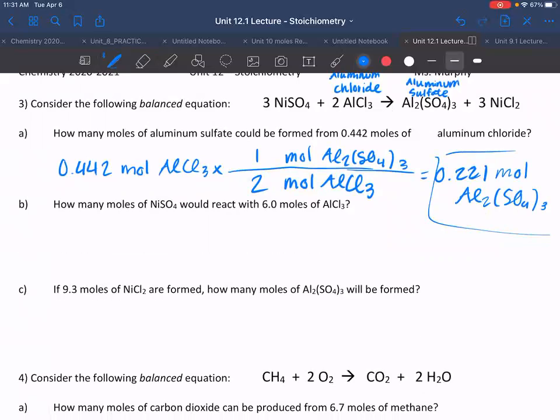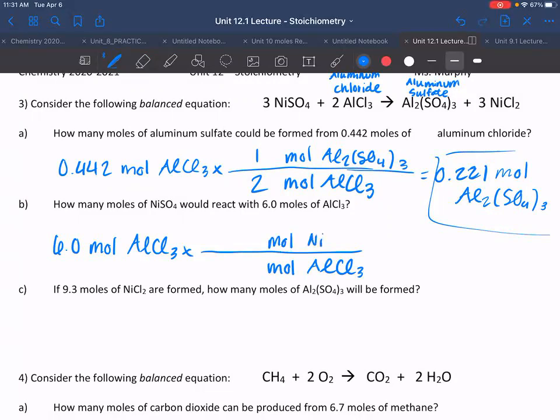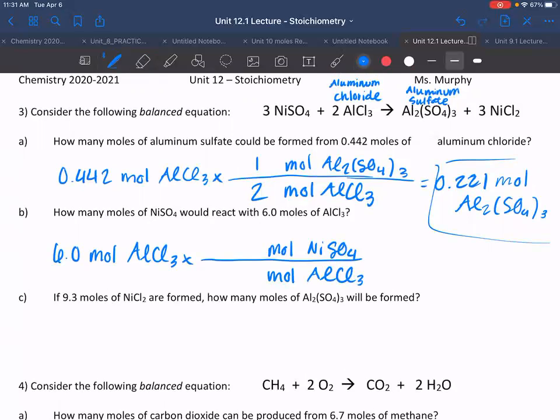What number do I start the next one with? Wonderful. Start with what we know. Well, we have 6 moles of aluminum chloride. Set up our conversion. We want to cancel out aluminum chloride, so I'm putting that on the bottom. And our target here is moles of nickel sulfate. So we'll put moles of NiSO4 on the top. What number goes on the top? 3. What about on the bottom? 2. 6 times 3/2 equals 9 moles nickel sulfate.